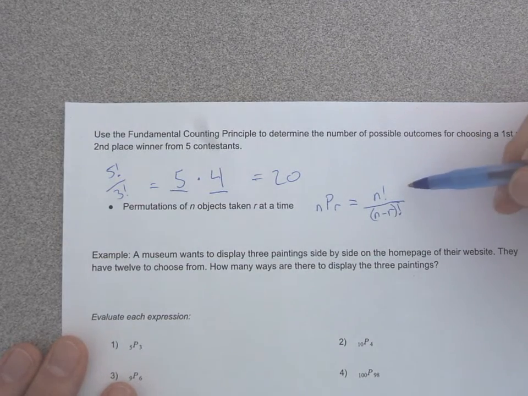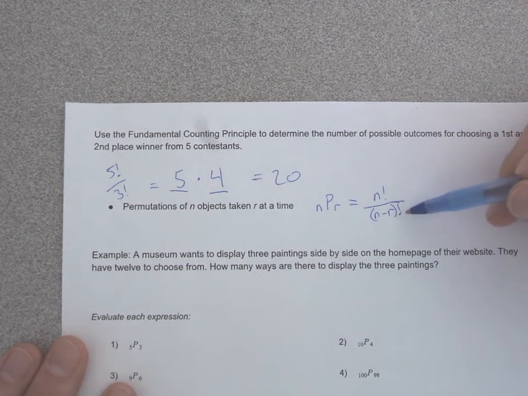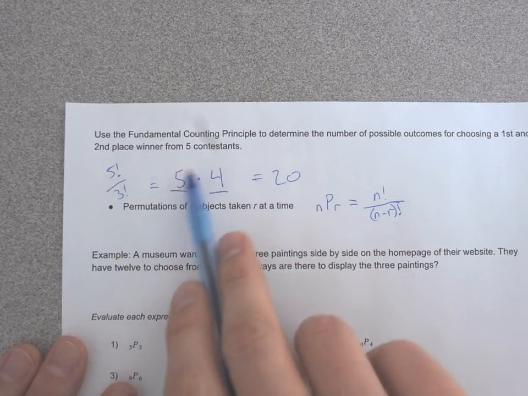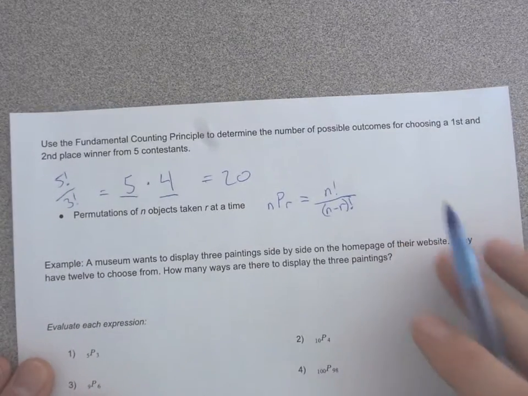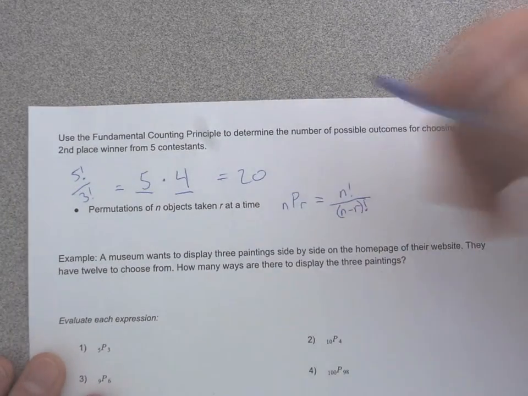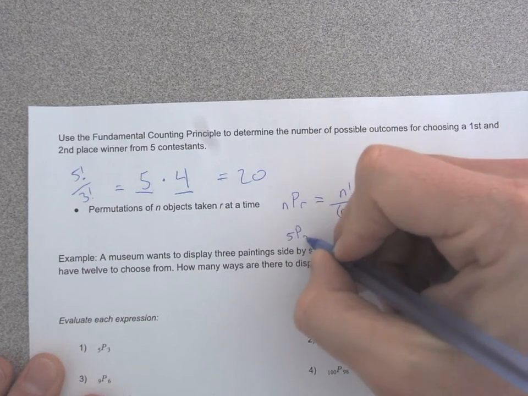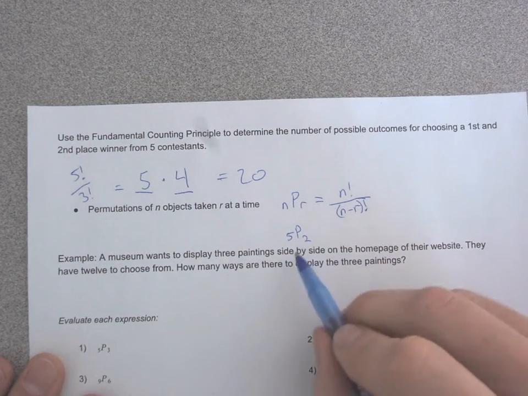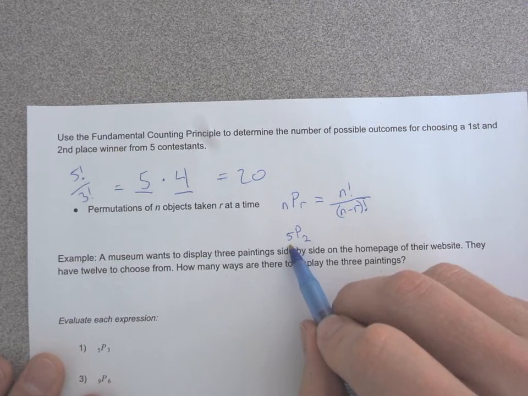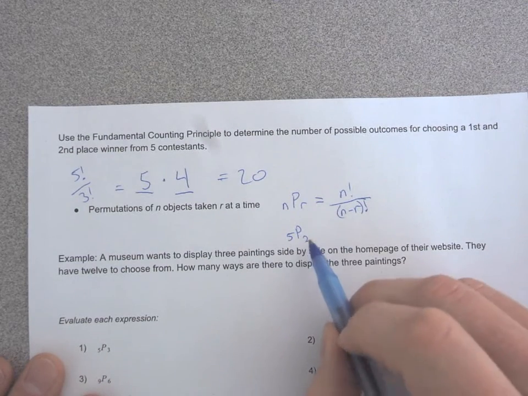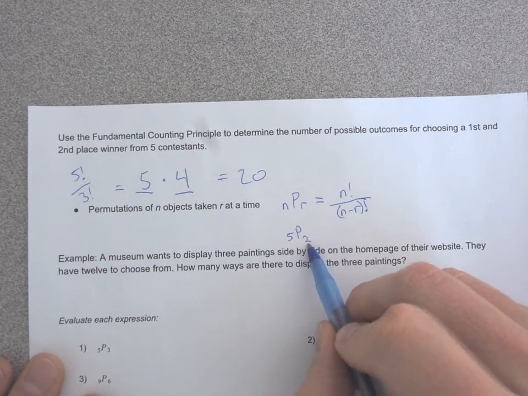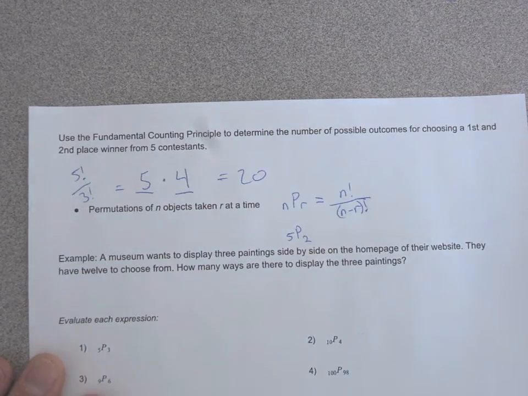Okay, this is the total number of options, and this is the number of people you're not choosing, or this is basically where you want to cut off your factorial. So going back to our example with our 5 contestants in first and second place, this would be 5P2, because there's 5 people you're choosing from, 5 objects you could say, and you're going to take them 2 at a time. You're going to choose 2 and the order is important.